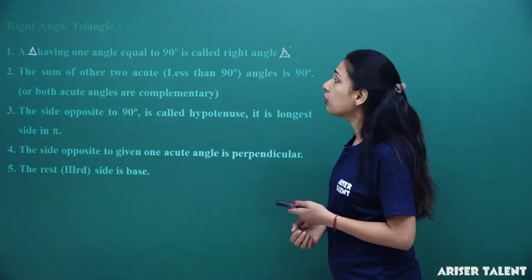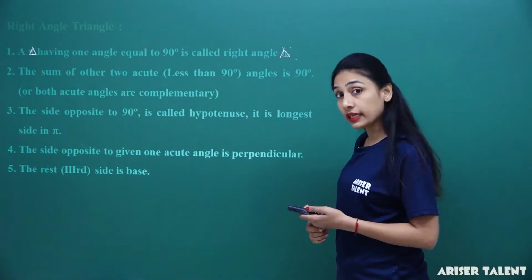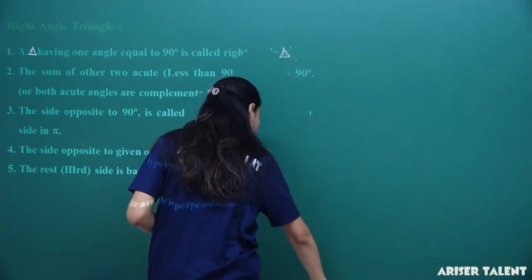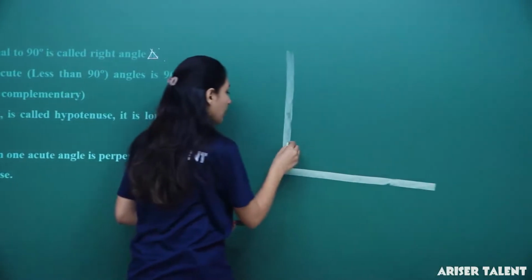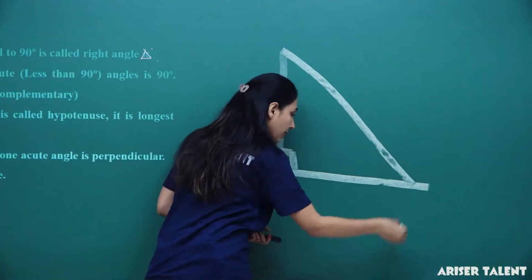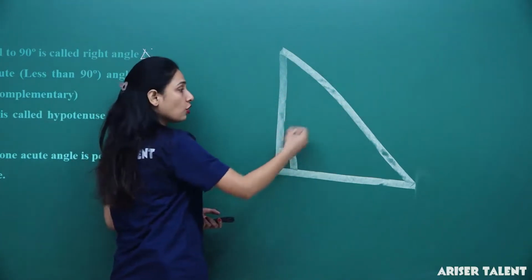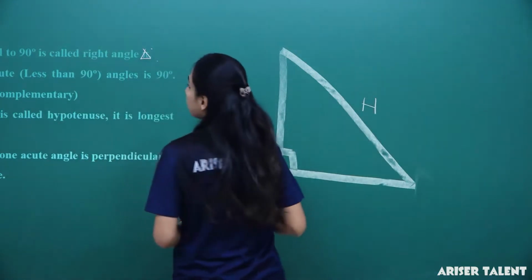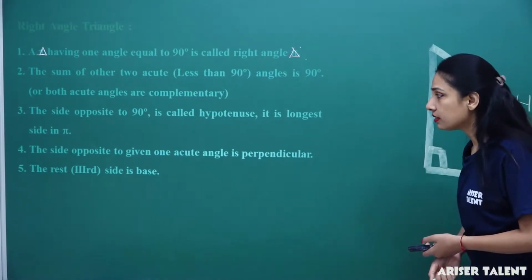The sum of the other two acute angles, as I have told you, is 90 degrees. The side opposite to 90 degrees is called the hypotenuse. So basically we have this angle equal to 90 degrees, and this is our right angle triangle. The side just opposite to this right angle will be the hypotenuse. Then the side opposite to the given acute angle is the perpendicular, and the rest is the base.